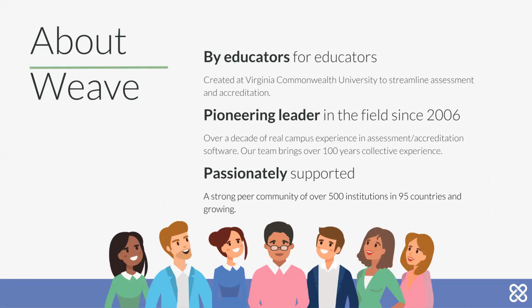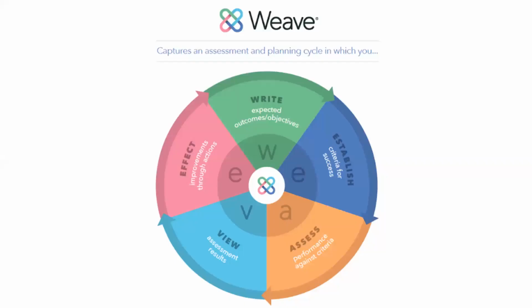Weave was created in 2003 at Virginia Commonwealth University, so we've been doing this for a while. It was to help them address a lot of the issues we're talking about today, the challenges of institutional effectiveness work. We became a company in 2006, and most of our team comes from institutions. Ray and I are both from large four-year institutions. We also have people who've worked at private colleges and community colleges. We have lots of different people on our team that help shape our solutions, and we are really excited to be able to help lots of schools do this important work.